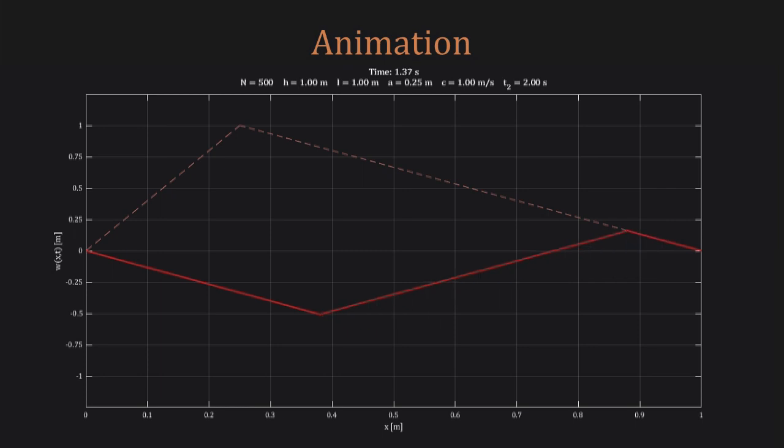For the first one, we have N equals 500, h equals 1, L equals 1, a equals 0.25, which is a fourth of L, c equals 1, and t2 is the final time of this simulation, and it's going to be 2 seconds. As we can see, the waves propagate in straight lines, and since this is the undamped case, the string mirrors along the x-axis and keeps on going in cycles.